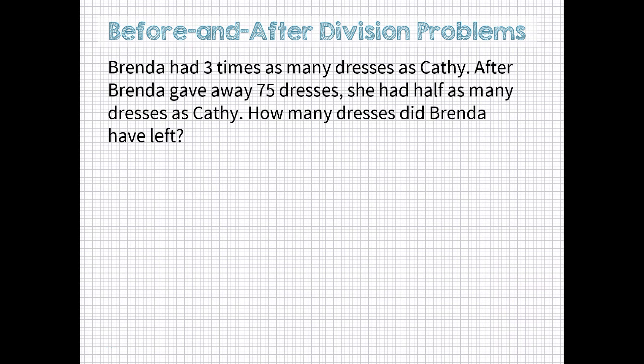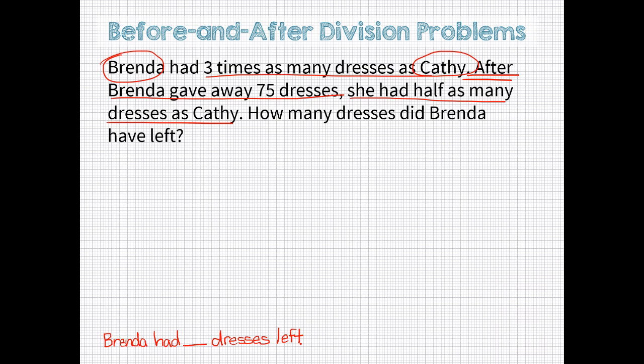Here's a similar problem. Brenda had 3 times as many dresses as Kathy. After Brenda gave away 75 dresses, she had half as many dresses as Kathy. How many dresses did Brenda have left? What should our sentence statement be? How about Brenda had blank dresses left? What is the important information? Brenda had 3 times as many dresses as Kathy. After Brenda gave away 75 dresses, she had half as many dresses as Kathy.